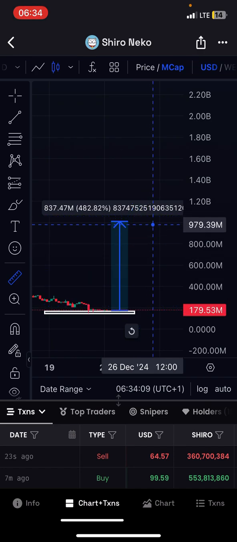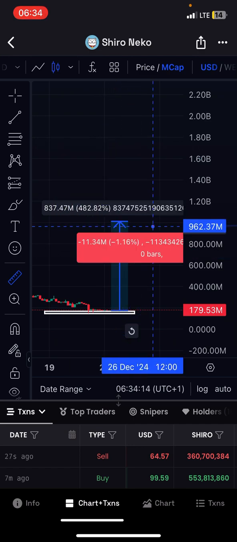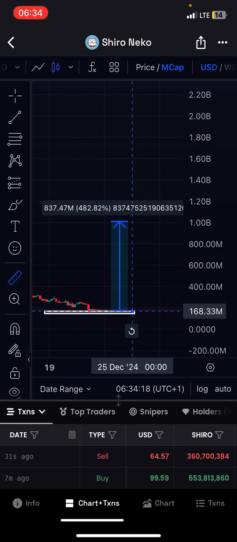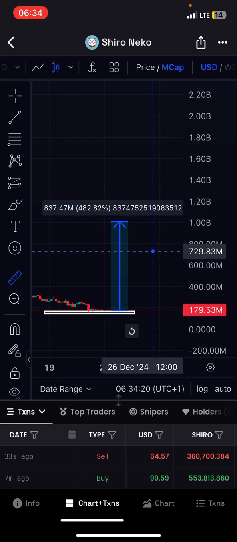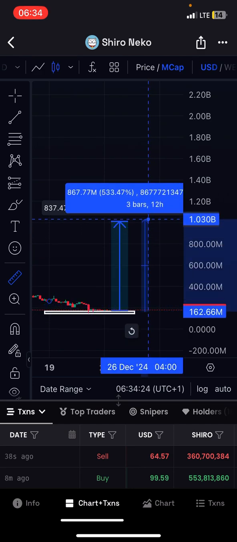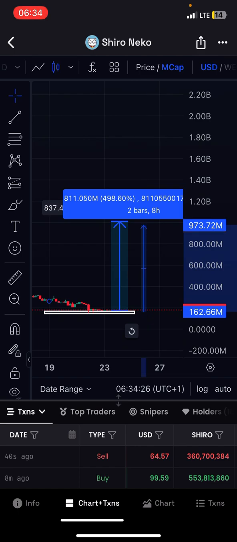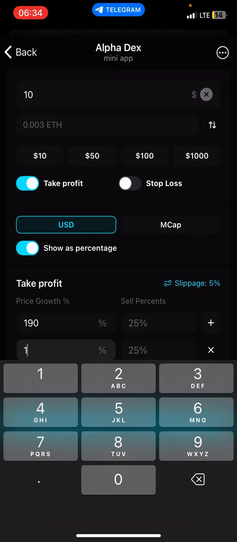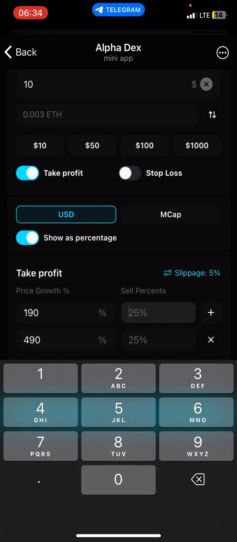Don't put it exactly on 1 billion, put it below, like 900 million, right? With that, you will see what the increment is. So just drag it up, right? Drag it up like this. Before 1 billion, this is about 498%. So you can just put that for 490%.